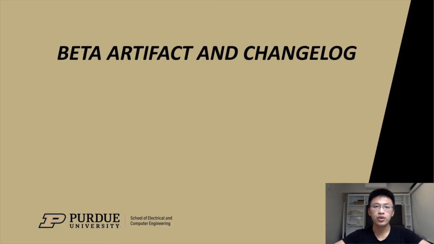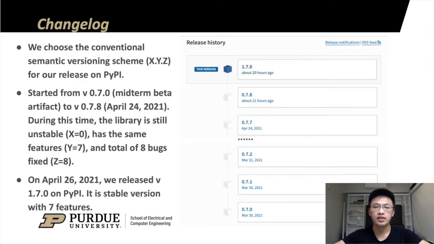For the release, we chose the conventional semantic versioning scheme for our release on PyPI. After the release of our midterm beta artifact version 0.7, there have been 9 releases until now. Before April 24, 2021, our library was still unstable, and we found 8 bugs based on beta users' feedback and fixed them. On April 26, 2021, we released stable version 1.7.0 on PyPI.